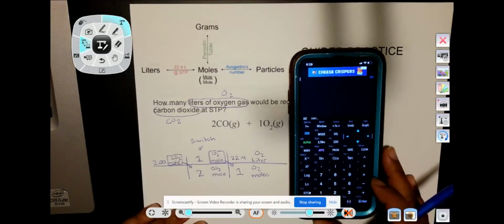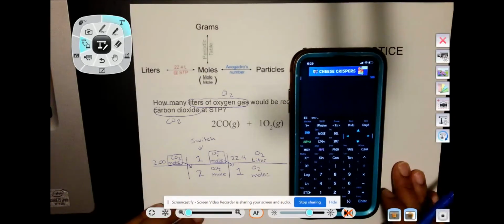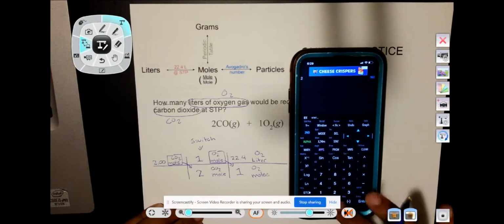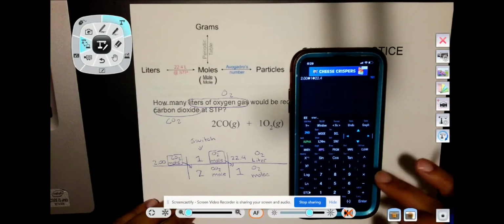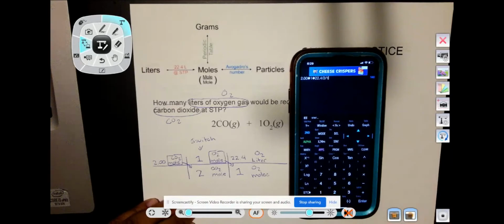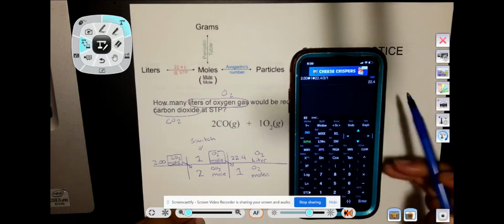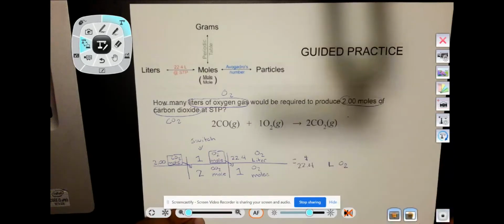So we're going to multiply everything on the top and then divide by everything on the bottom. So that's going to look like 2.00 times 1 times 22.4. And then, like I said, I divide by everything on the bottom. So how I put that into my calculator is I do divided by 2 and divided by 1. I divide by everything on the bottom. And then I press enter. And then I end up with my answer right here, 22.4. And so that is going to be our answer here, okay?